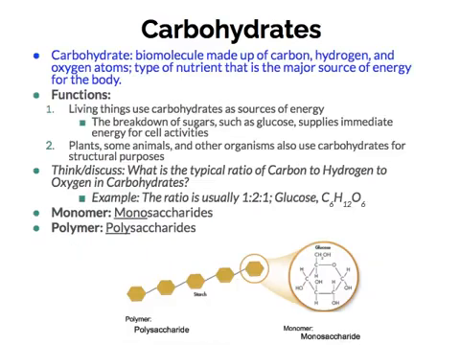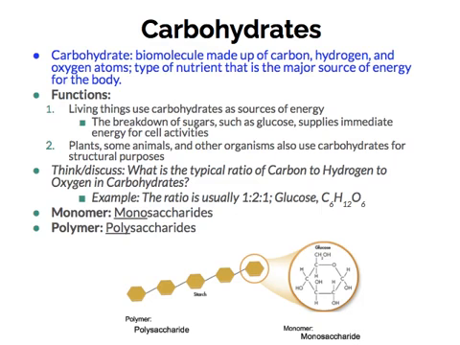So carbohydrates are biomolecules made up of carbon, hydrogen, and oxygen atoms, and they are a type of nutrient that is the major source of energy for the body. A few functions of carbohydrates include that living things use them for energy. So the breakdown of sugars, such as glucose, supplies immediate energy for cell activities. Plants and some animals and other organisms also use carbohydrates for structural purposes.